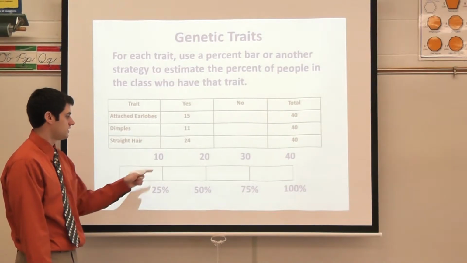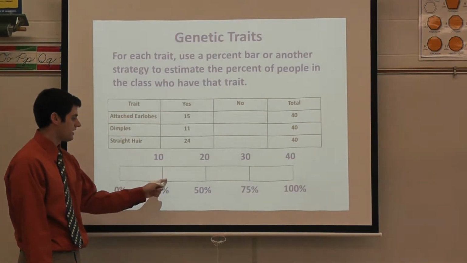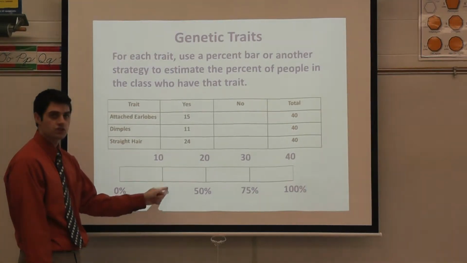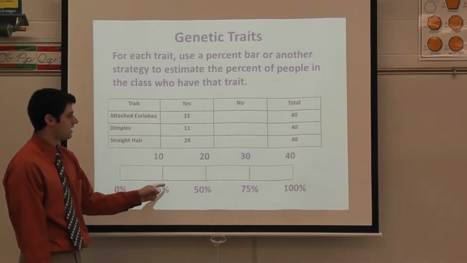Okay, let's take a look at dimples. Dimples was 11. I know it's going to be just a little bit after 10 here, so I might estimate that it would be right here on my fraction strip bar. And then I would say that maybe this is about 27% of the class.